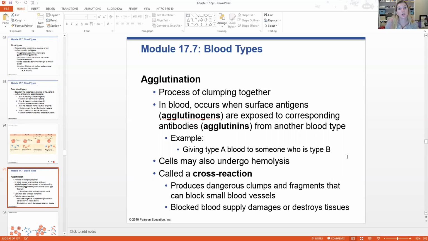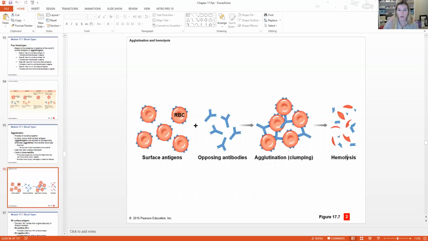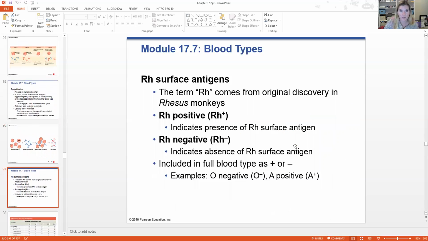Those cells are going to undergo hemolysis, right? Which is the rupturing of the red blood cells. So the red blood cells are going to rupture, burst, and can cause dangerous clumps and fragments within the blood. It could damage the blood vessels and destroy tissues because if the blood vessels are blocked, that means blood can't get through. So there's the process of agglutination that's occurring and then hemolysis that occurs afterwards. So that Rh antigen or D antigen is named after the rhesus monkey, which is where these were determined. And this is going to either exist or not exist on your blood cell.